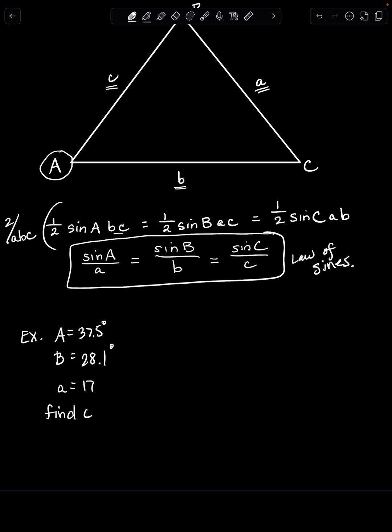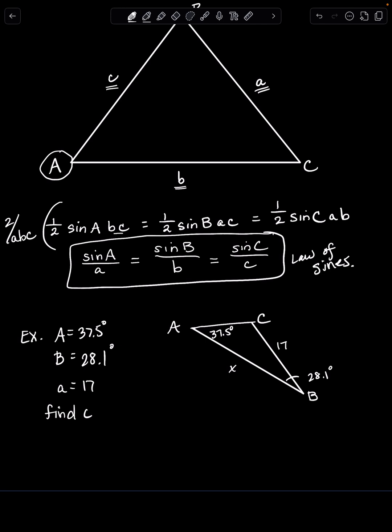Okay, so first thing you want to do, draw and label your triangle. So I'm going to draw a triangle, and it doesn't have to be drawn to scale. You can just draw any oblique triangle and then make sure that makes sense at the end. All right, so we've got A, B, and C. They told me that A is 37.5 degrees. They told me that angle B was 28.1 degrees. They told me that side a was 17, which is across from angle A. And I am looking for my unknown, which in this case is side c, across from angle C.